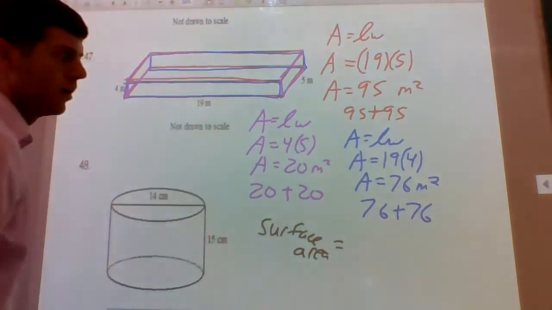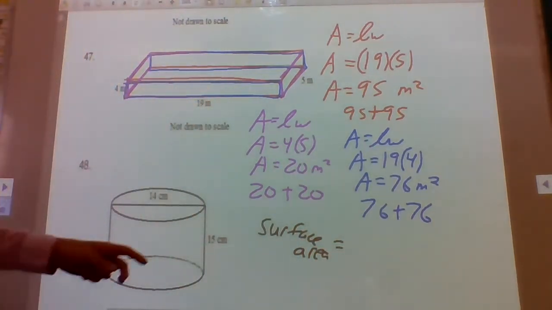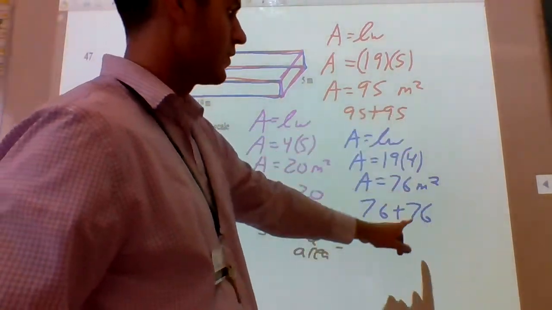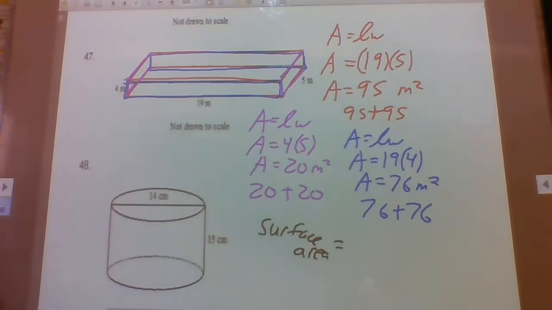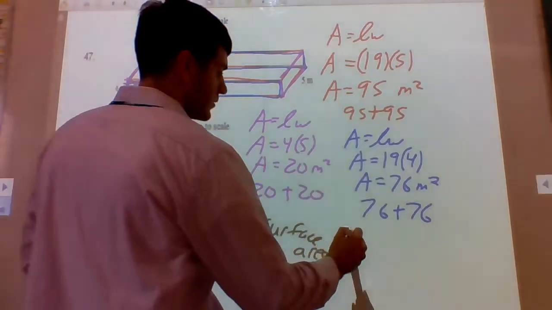Okay, we're going to add all those sides together. So we have 20 plus 95 plus 95 plus 76 plus 76. There's 6 sides. The surface area is the area of the whole thing, so we need to add the area of each of the 6 rectangles together. So 20 plus 20 plus 76 plus 76 plus 95 plus 95. 382 meters squared.